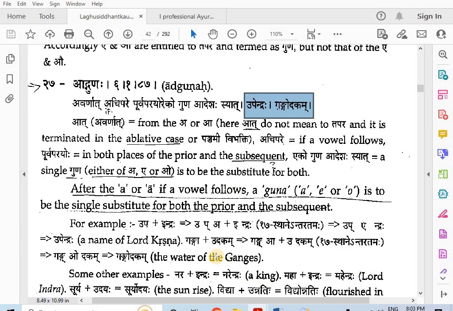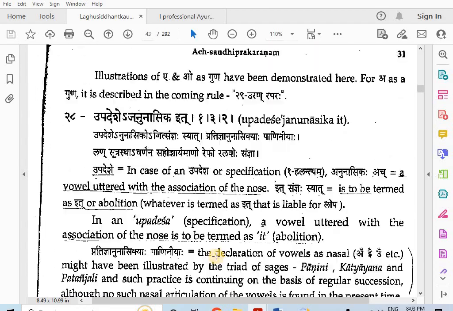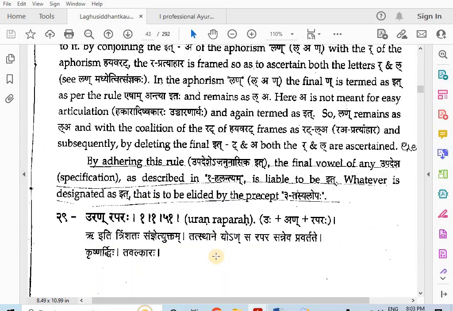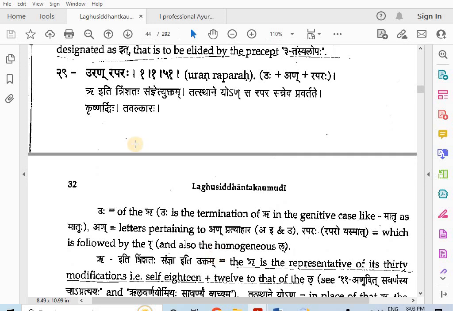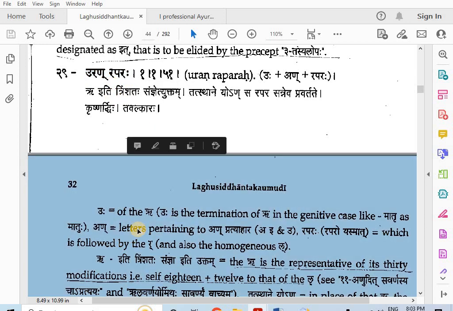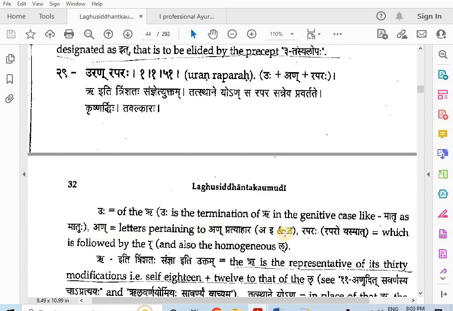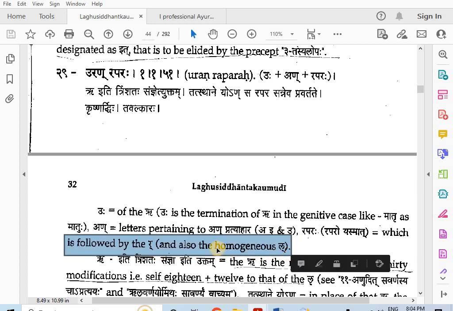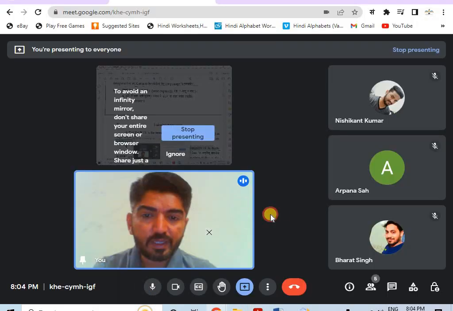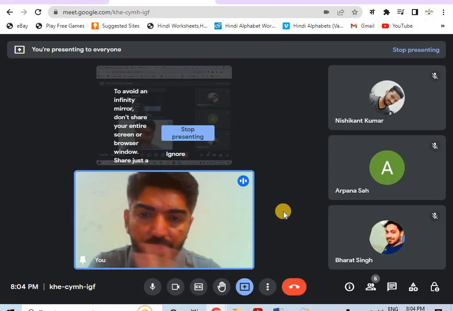Here is the sutra that says that when you join A plus Ru, the result should be with Ra. See, here is the rule. An pratyahar Ra para, which is followed by Halanta Ra and also homogeneous La, while you are joining A plus Ru. Just for your knowledge, students. In the exam, if you do not write Uran Rapara, no problem.